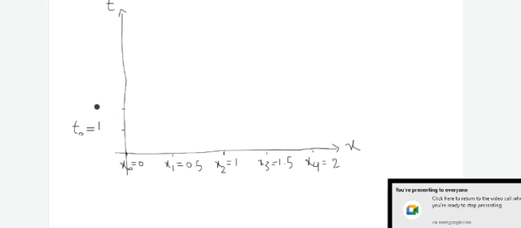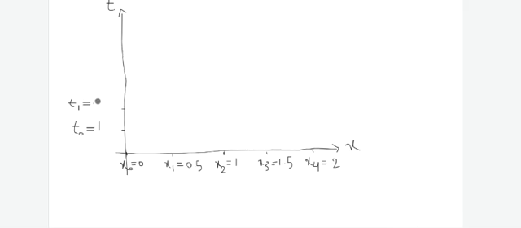And for t, start from t0 equal to 1. The next t is t1 equal to 1.2, because the step size for t is 0.2. t2 is equal to 1.4, and the other t values are constructed in a similar way.